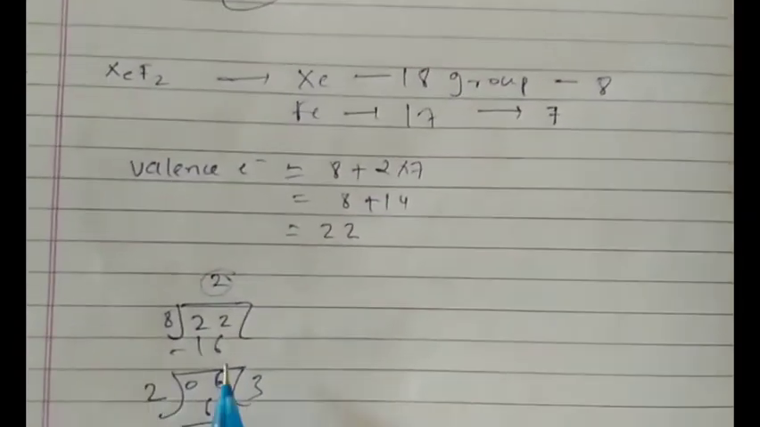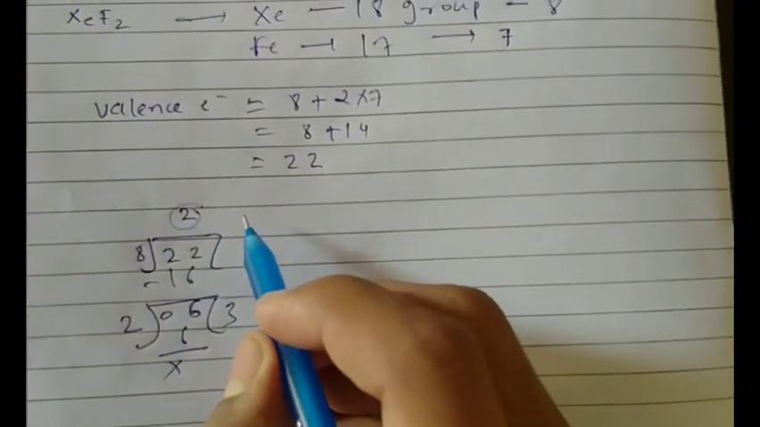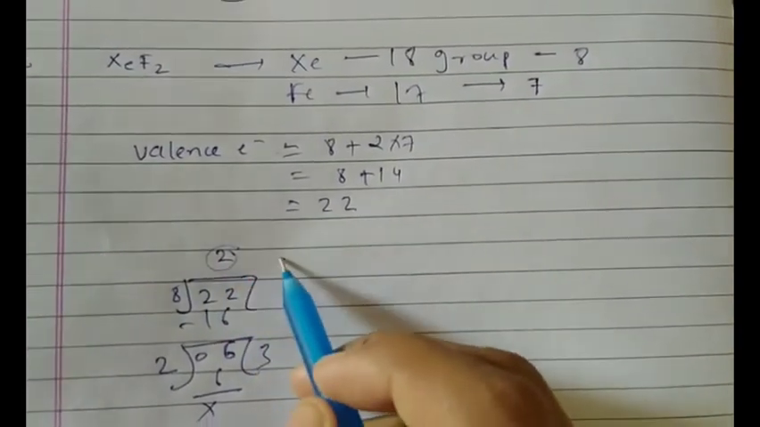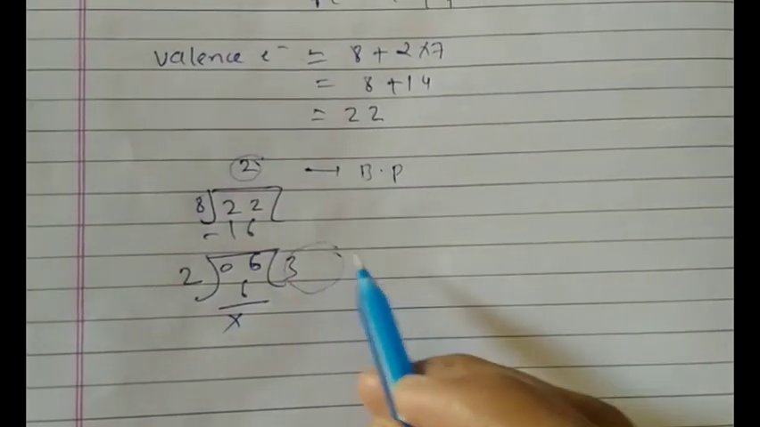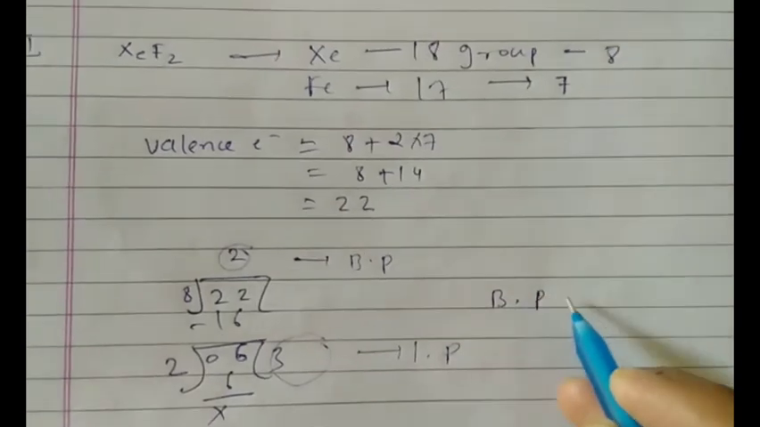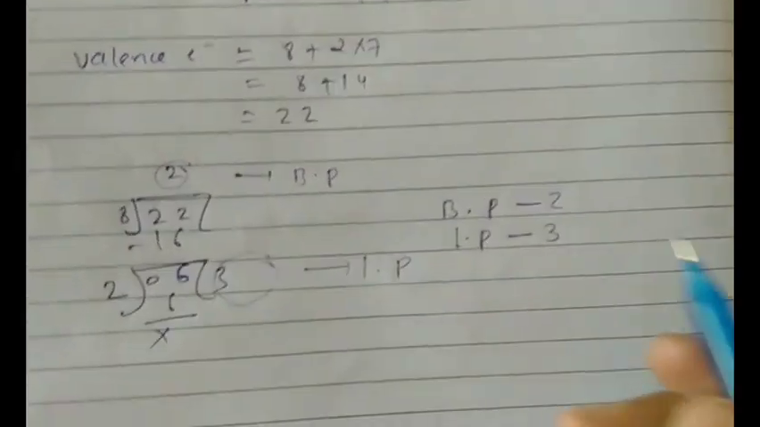According to our fourth rule, the first quotient will be the bond pair, and the second quotient will be the lone pair. So the bond pair of electrons is 2 and the lone pair of electrons is 3.